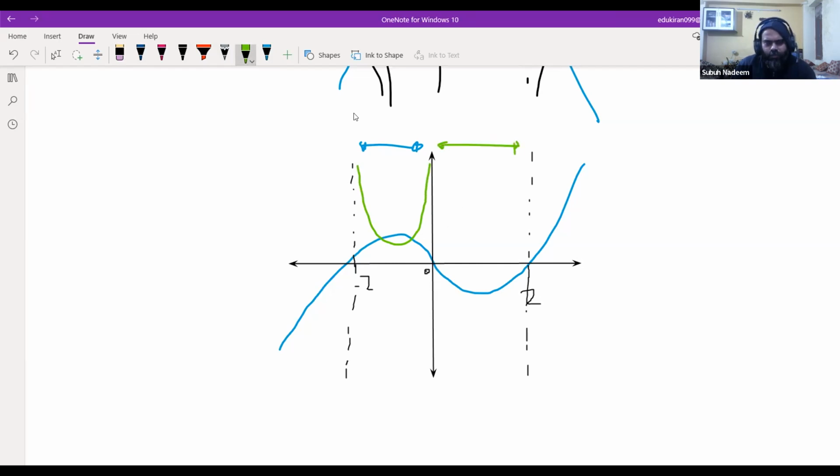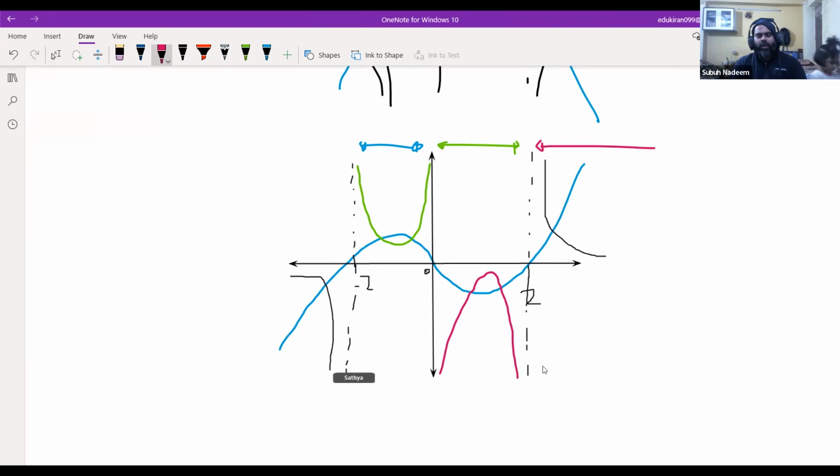What about the next region? Will it be the same? No, it is below the x-axis, it is negative. The reciprocal of a negative will be negative, so it'll be like this. Can you erase this? Yep. This will be the next one. What about the rightmost region? It'll be like this. Yeah, correct. And the leftmost region? Yes. So this is the reciprocal graph.